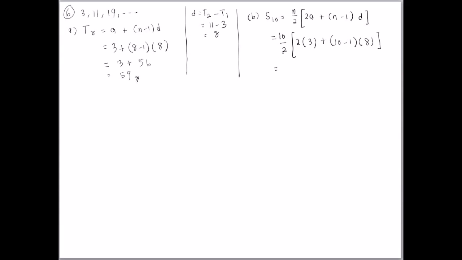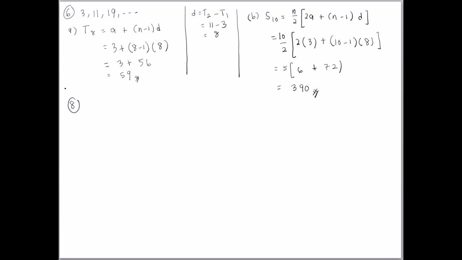Let's simplify. 10 divided by 2 is 5. 2 multiplied by 3 is 6, plus 10 minus 1 is 9. 9 multiplied by 8 is 72. 72 plus 6 is 78. 78 multiplied by 5, we get 390. So that is the sum of the first 10 terms. Proceed to the next question. Let's discuss question 8.